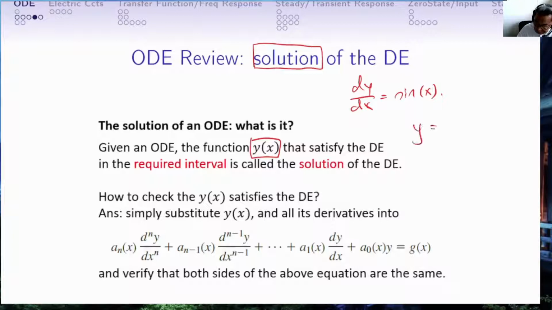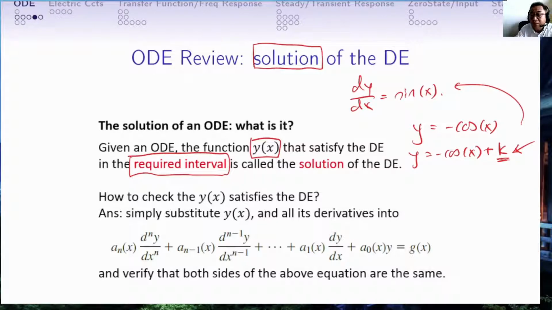So y equals minus cos x will satisfy this, but actually y equals minus cos x plus k, any k, will also satisfy this. So this is the general solution of the differential equation for this guy. Now, sometimes you'll be told the required interval for the x-axis.